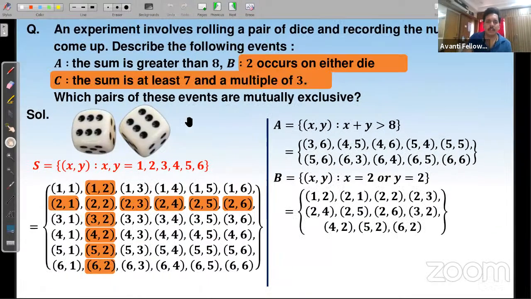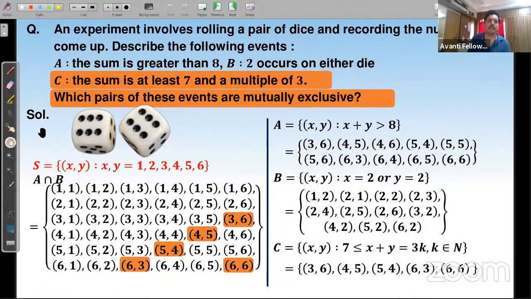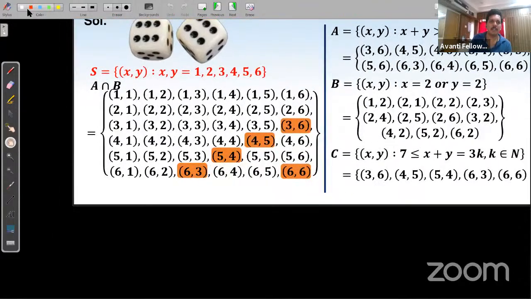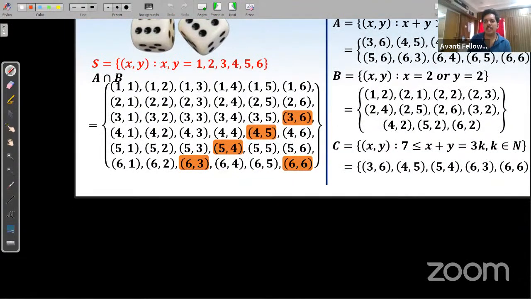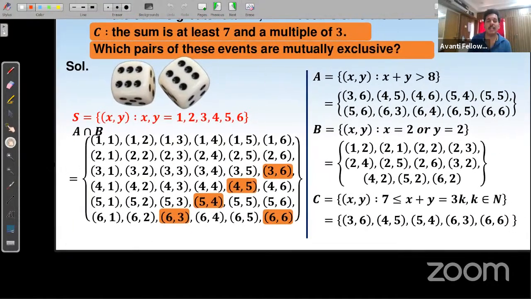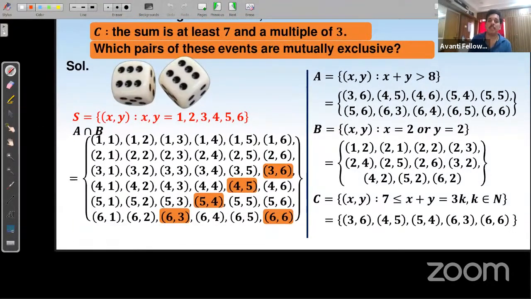So here, see. Yeah, so this is the sample space. If you have the sample space, you can say it easily. So you can just say the sum has to be at least 7, and it has to be a multiple of 3. So it could be 3 comma 6, 4 comma 5, 5 comma 4, 6 comma 3, and 6 comma 6. Okay, very good, Naveen. Super.